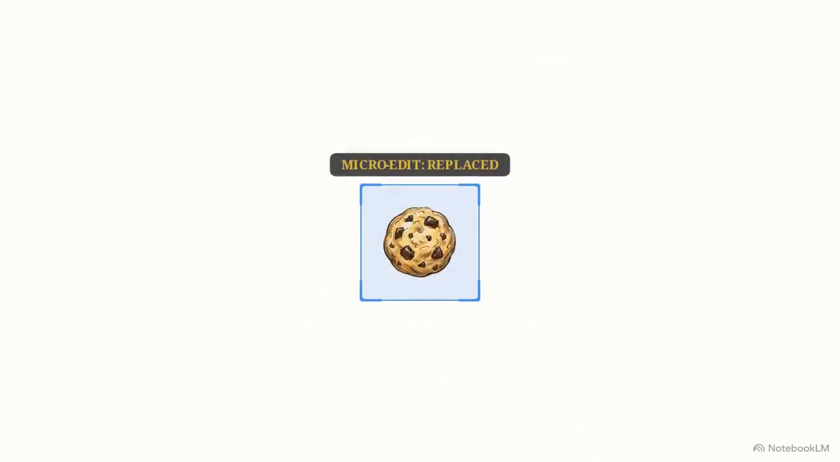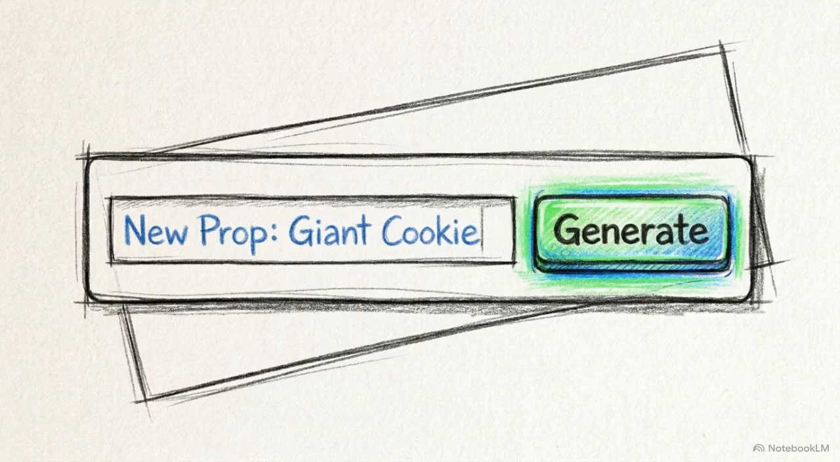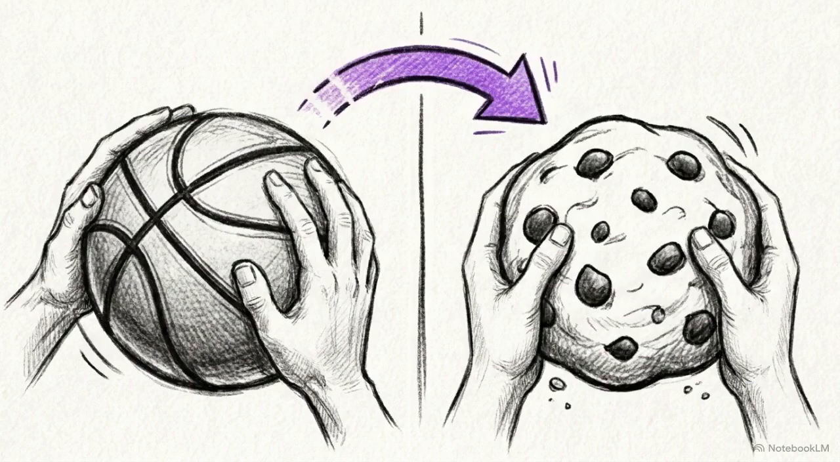This diagram illustrates how the system handles micro-edits. Instead of rebuilding the entire scene, it targets one single element and replaces it, while leaving everything else untouched. To execute this, tell the prompt box exactly what to swap. If you are holding a basketball, you simply type, "Replace the basketball with a giant chocolate chip cookie," and hit generate. Because the system only calculates that specific prop swap, it drastically reduces your generation time. More importantly, it preserves all the physical nuances of your original human performance in the surrounding frame.